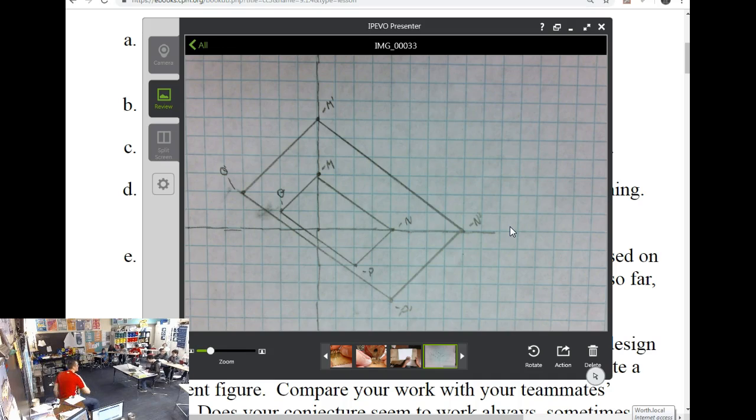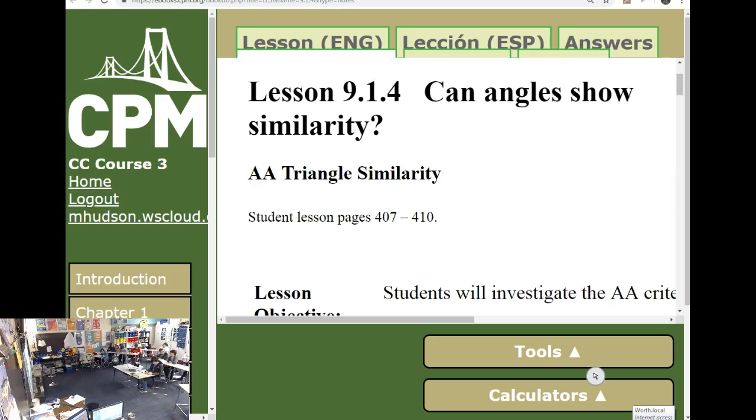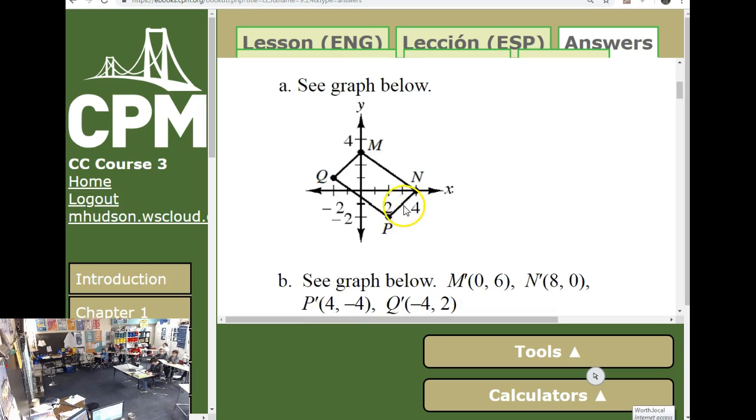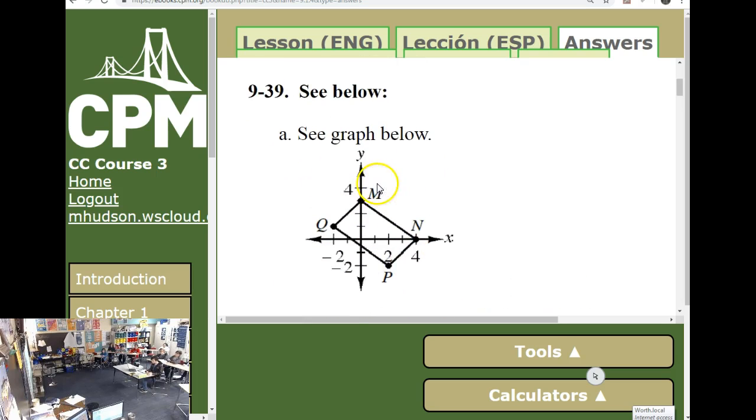No. I hear the questioning, or are you sure you did it right? That's what your shape should look like.